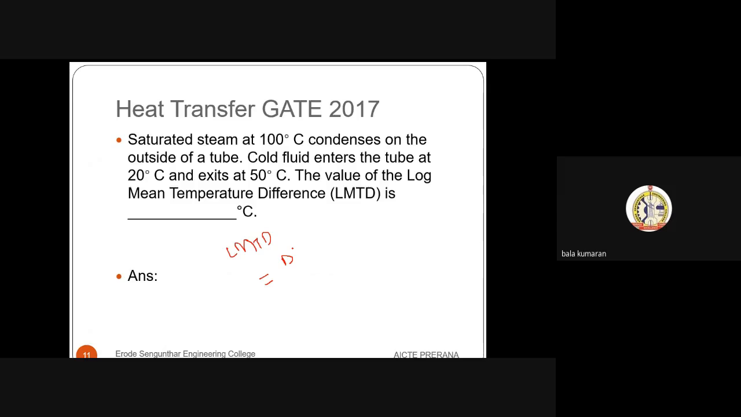The LMTD is capital T1 minus small t2, minus capital T2 minus small t1, divided by ln of bracket, capital T1 minus small t2, divided by capital T2 minus small t1, bracket close.